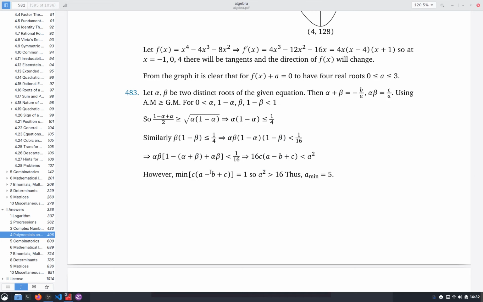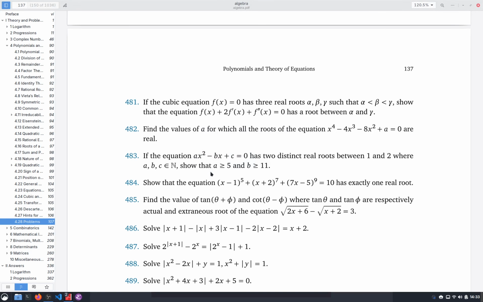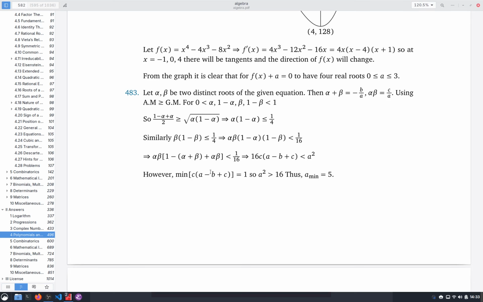So we let alpha and beta be the two roots. From Vieta's relationship, alpha plus beta is equal to minus b by a, and alpha beta is equal to c by a. Now we know that arithmetic mean is greater than geometric mean. What is given here is that the real roots are between 1 and 2. So that means alpha into 1 minus alpha, beta into 1 minus beta will be between 0 and 1.